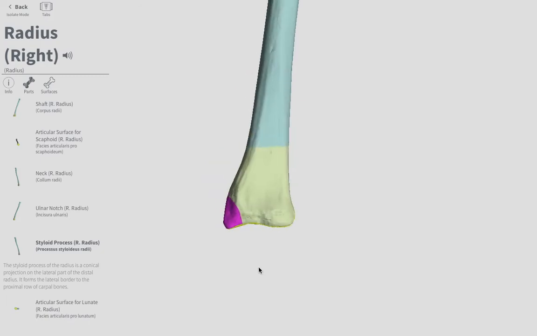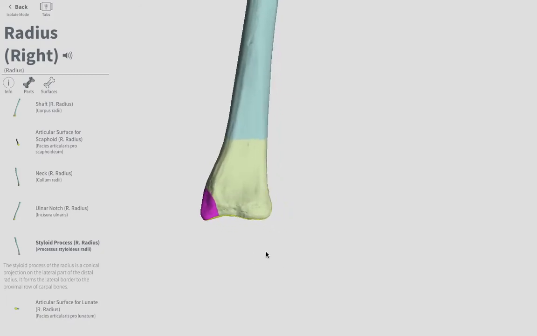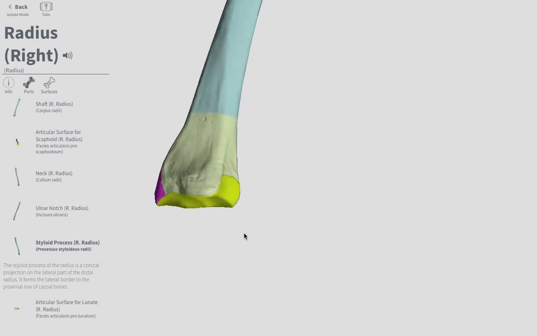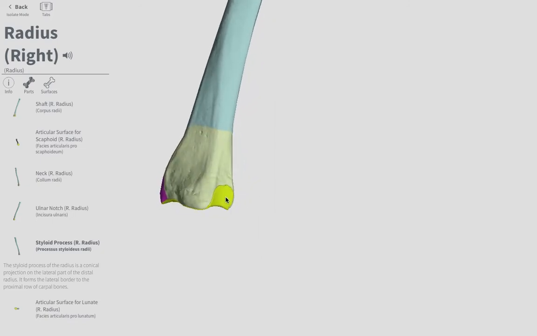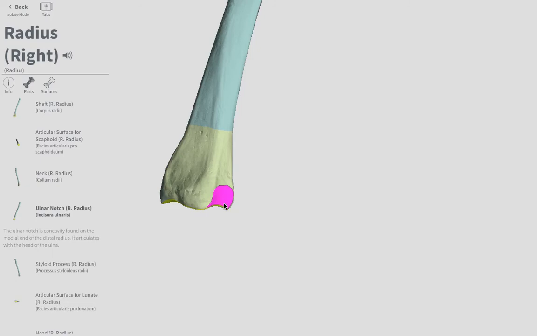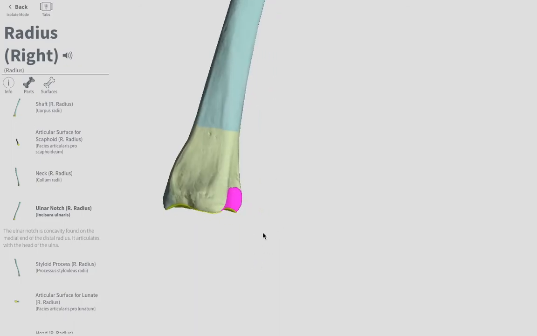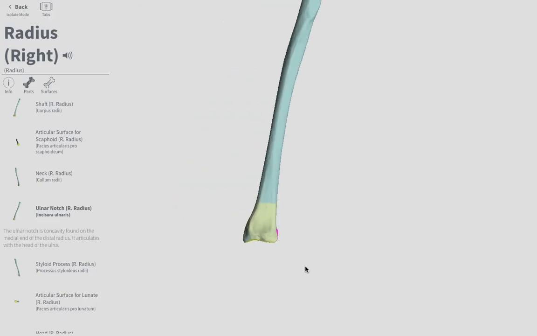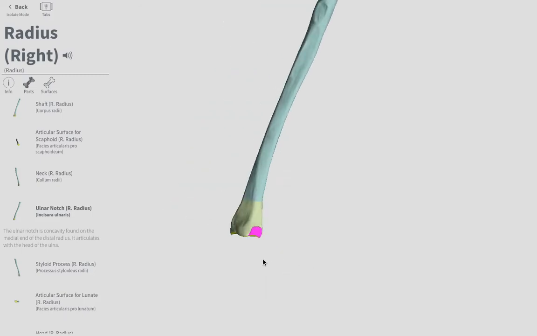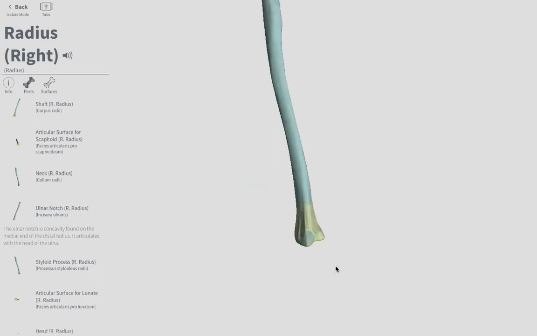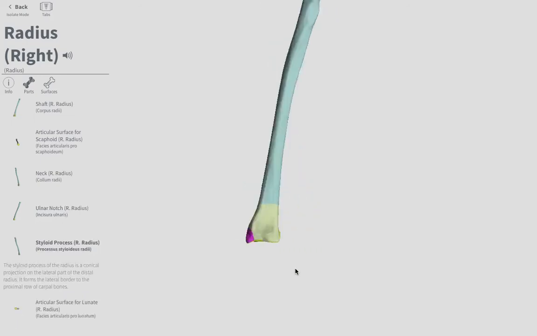Finally, the ulnar notch is going to be on the medial aspect of the bone, and it will be this part right here, and that is where the ulna is going to articulate with the radius, at least on the distal end. So there's our ulnar notch on the medial aspect, styloid process on the lateral aspect.